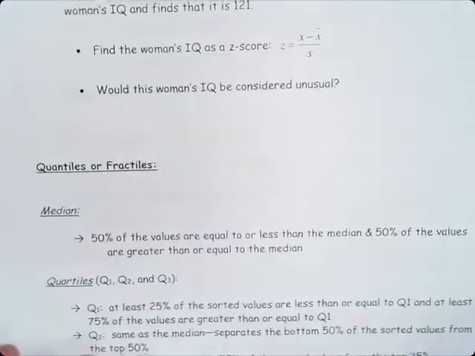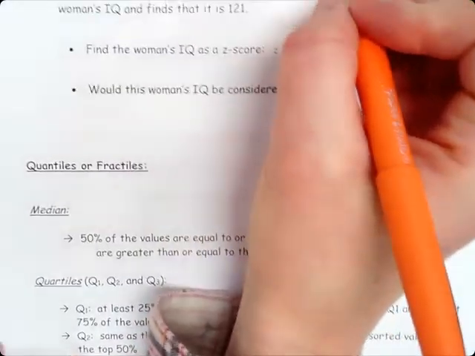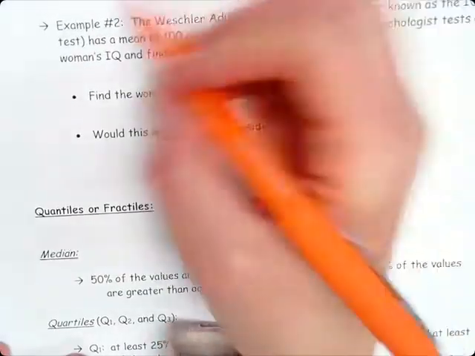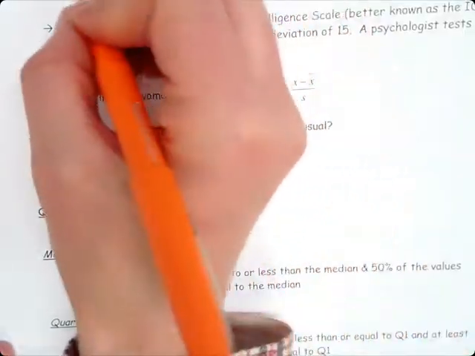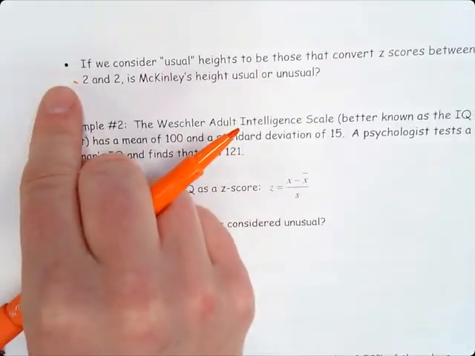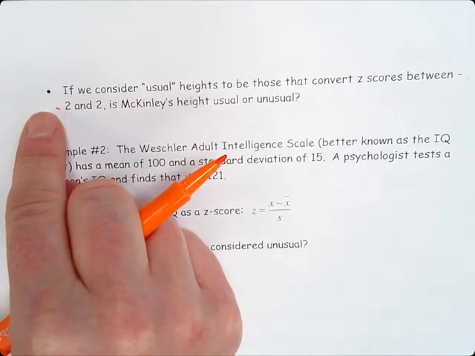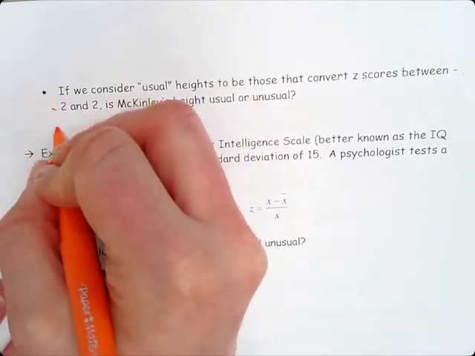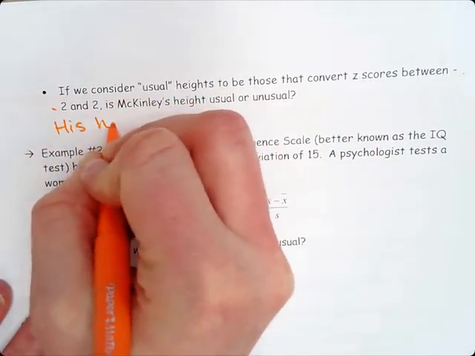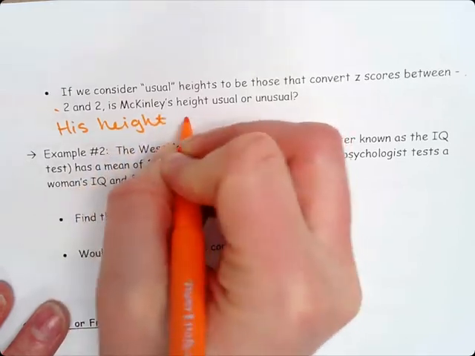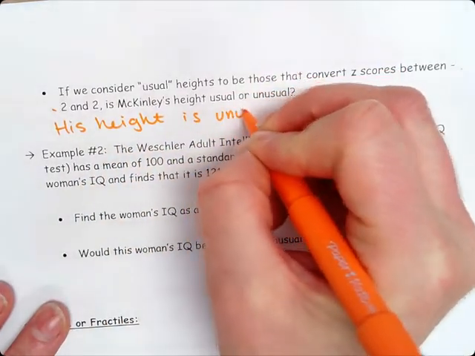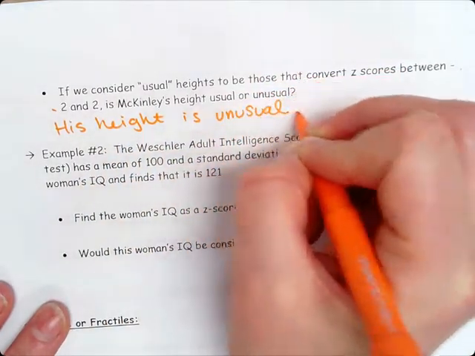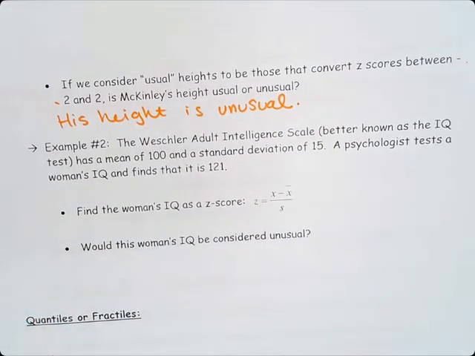Okay, if we consider usual heights to be those that convert to z-scores between -2 and 2, is McKinley's height usual or unusual? His height is unusual. So he's unusually short compared to other presidents.